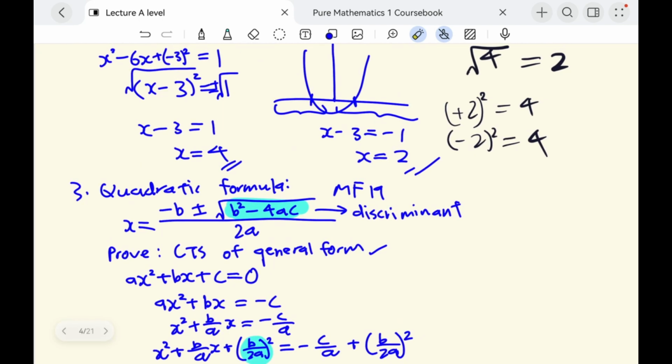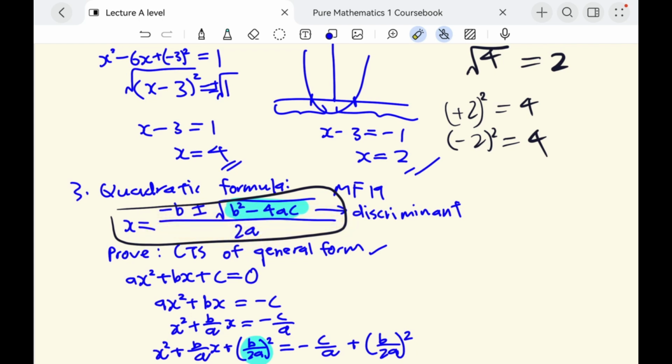So there is the third method, which is the quadratic formula. Okay. So this quadratic formula actually exists in your formula booklet MF19. Okay, later on I will upload the MF19 in my Google Drive that is located in the description below of this video. So from this quadratic formula, you have negative b plus or minus the square root of b squared minus 4ac divided by 2a.